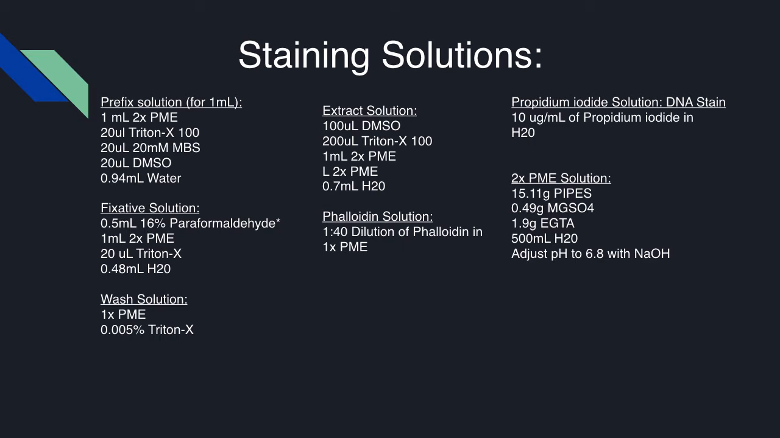The prefix solution, as stated before, is to get the tissue open and ready for fixation. The PME is a buffer that contains PIPES, magnesium sulfate, EGTA, water, and a pH of 6.8 with sodium hydroxide. Triton is a detergent and surfactant that helps with surface tension and adhesion problems. MBS is an actin crosslinker that helps keep actin together, and DMSO pokes holes in the lipid bilayer.